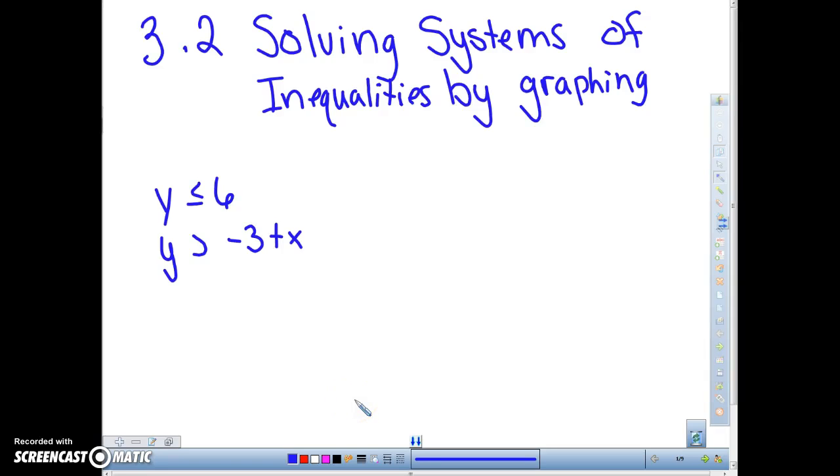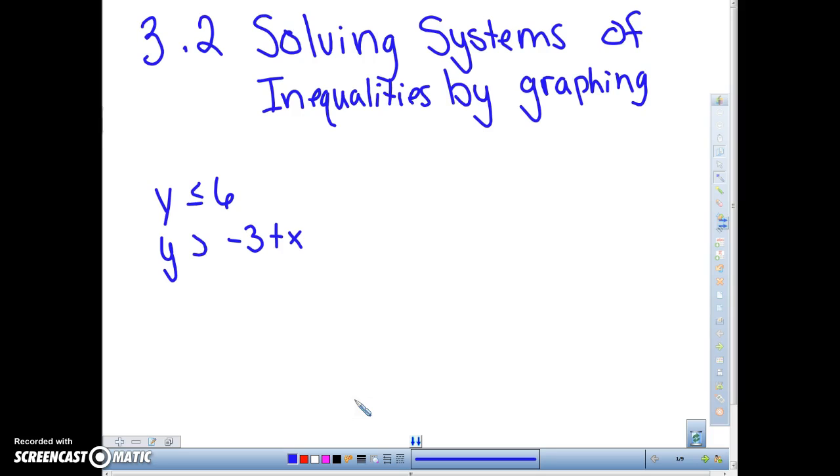This is Algebra 2, Lesson 3.2, Solving Systems of Inequalities by Graphing. The first thing you guys will need is a piece of graphing paper. Each graph needs to be at least 10 by 10, and you will need 6 graphs on this.